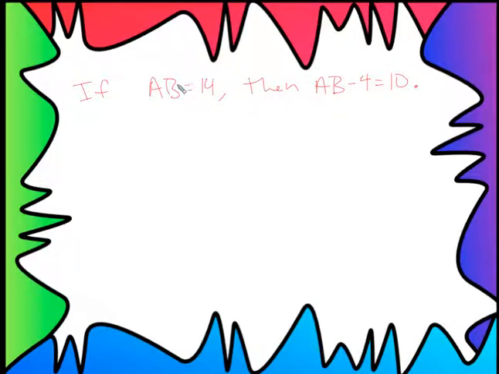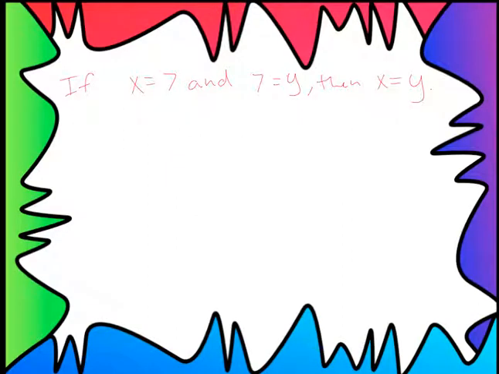So a lot of people struggle with stuff like this. You have to think about what changes from here to here. So we just have AB, and now we have AB minus 4. Here we have 14, and here we have 10. So what happened was we subtracted 4 from both sides. Now you would never actually see that in a proof. It's just trying to get you to recognize the properties.